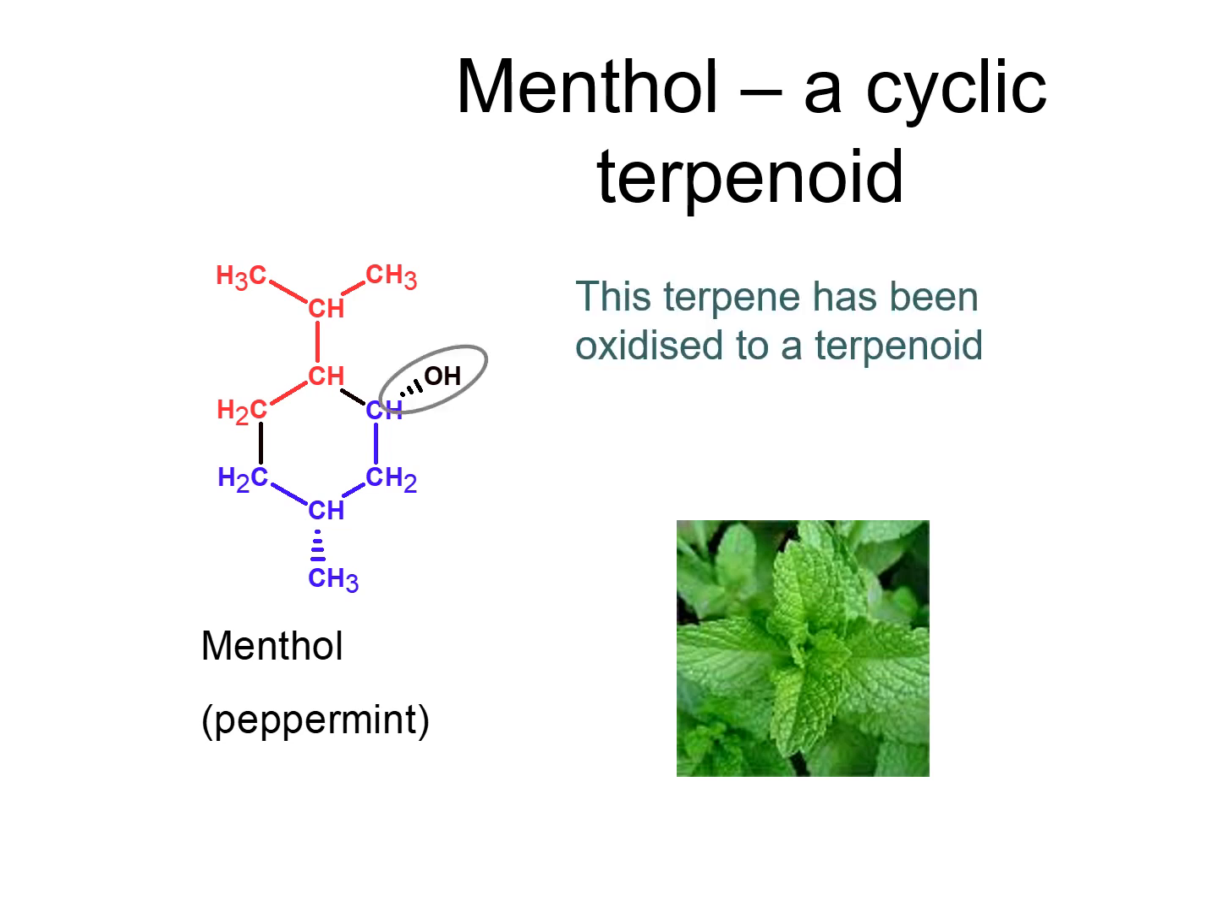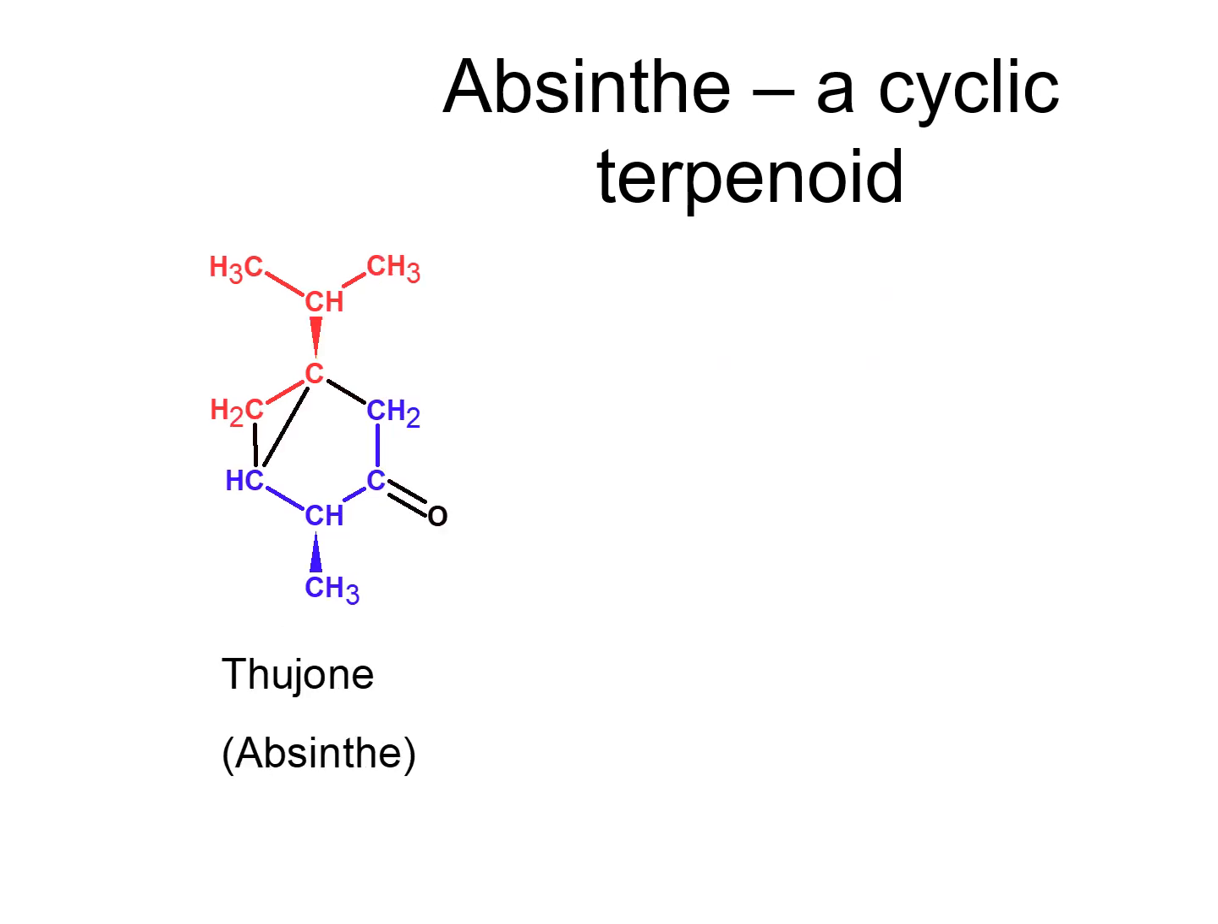So this terpene has been oxidized to a terpenoid. You know that simple oxidation of a terpene leads to a terpenoid. So this one is not new for you. Absinthin, a cyclic terpene, a terpenoid. Again, it is a ketone, which can be very important in different local drinks.